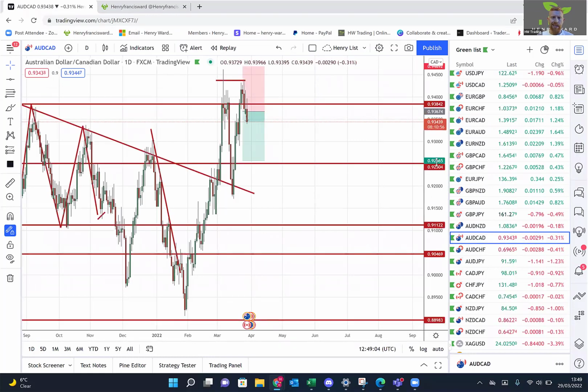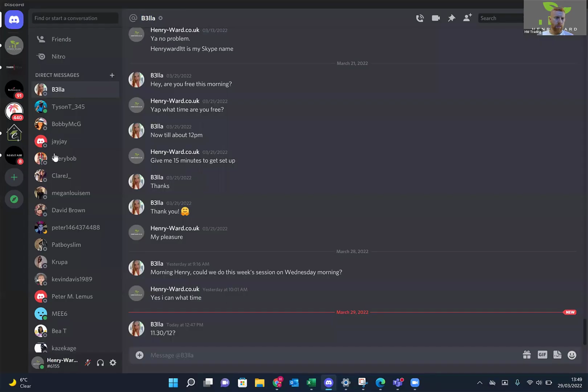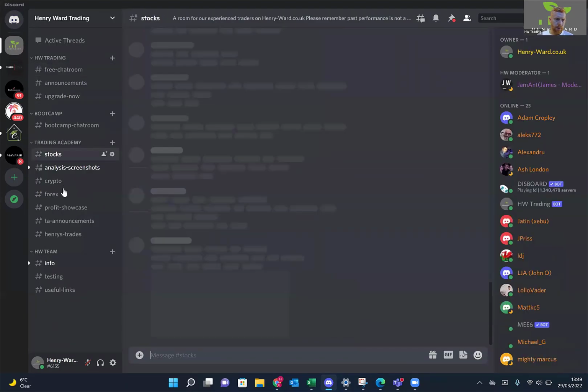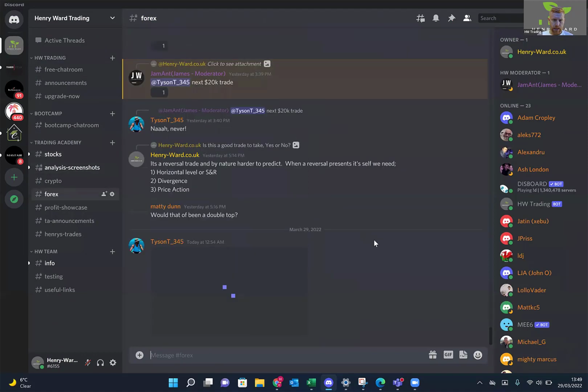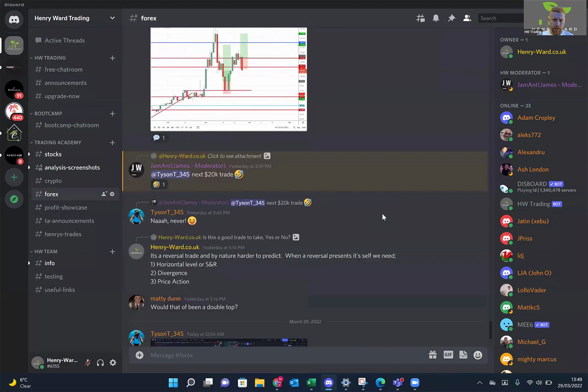So we talked about this divergence. In the chat group here, we talked about this. We talked about this here. That was in the FX. Was in the FX chat. I'll go up here.